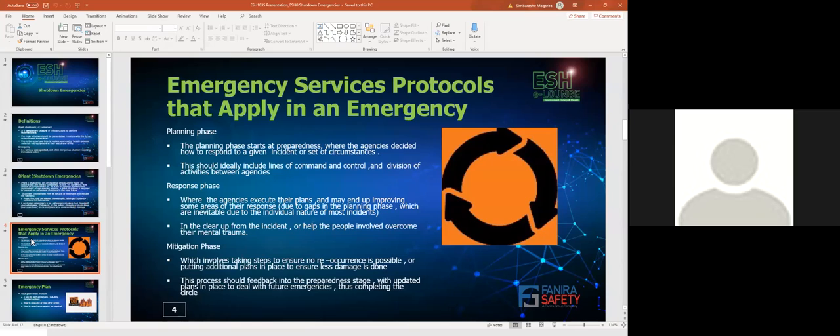And on the mitigation phase, which involves taking steps to ensure no reoccurrence if possible, or putting additional plans in place to ensure less damage. This is done on the previous incidents that could have occurred or the past events. And now this process should be fed back into the preparedness stage with updated plans in place to deal with future emergencies, completing the whole cycle.